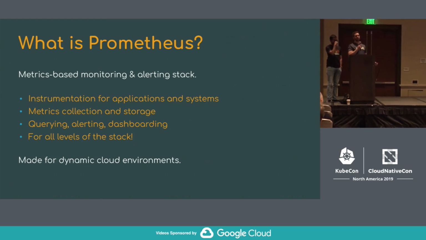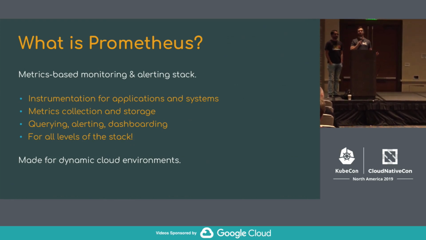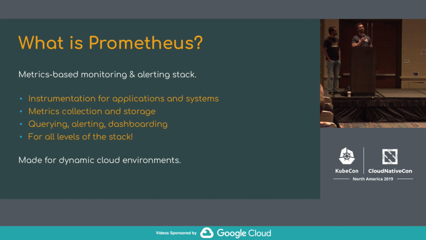So first, what exactly is Prometheus? Prometheus is a metrics-based monitoring and alerting stack. It is an entire ecosystem of components. So for example, you have things like our instrumentation libraries. The Prometheus client can be exposed from several different languages, such as, for example, Go, Python, Java, Ruby, C, Rust, all kinds of different things. And there are also Prometheus exporters, and those operate in slightly different ways.